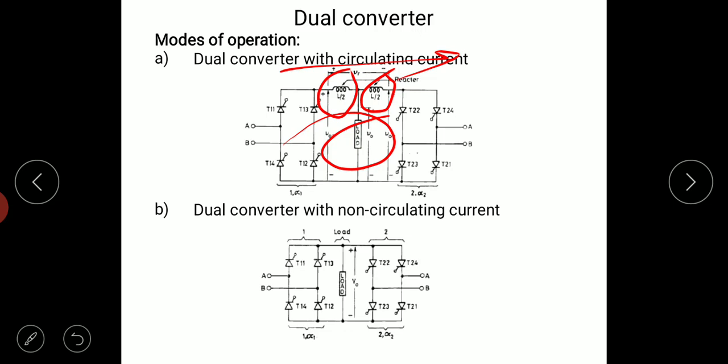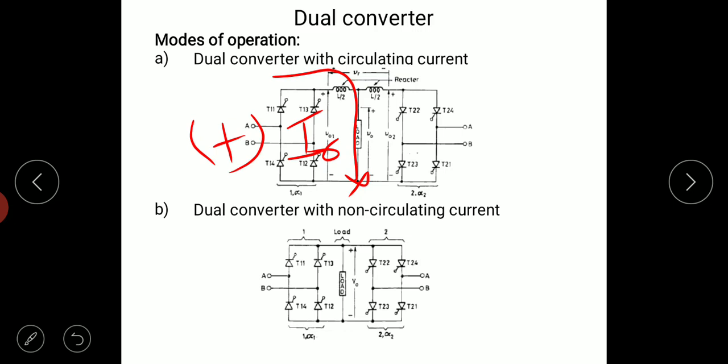Okay, so where do we require the circulating current type? Now let us say we are initially requiring the current I0 to be positive. After a certain time, let us say time t1, the requirement of current I0 becomes negative with the same voltage. Voltage is unchanged. So what we will have to do is switch over from converter 1 to converter 2.